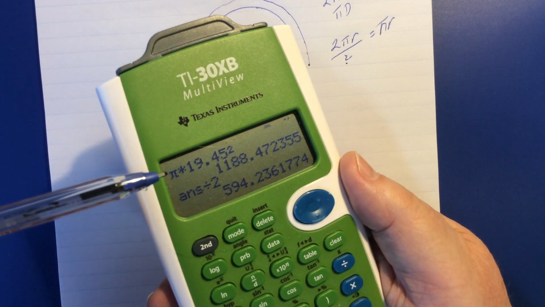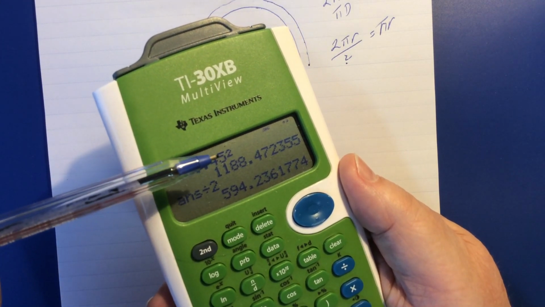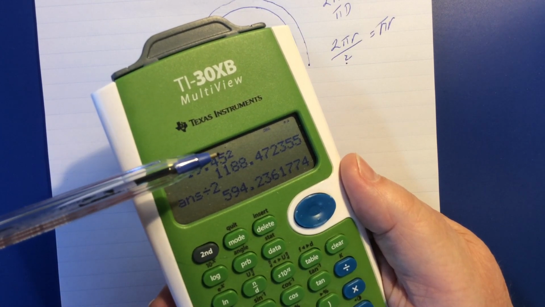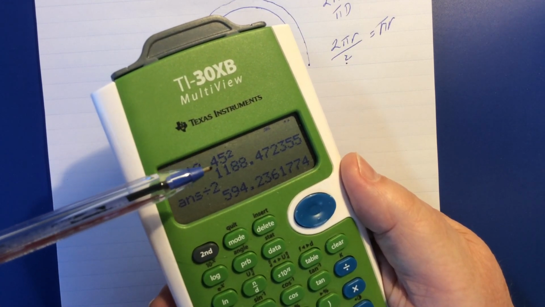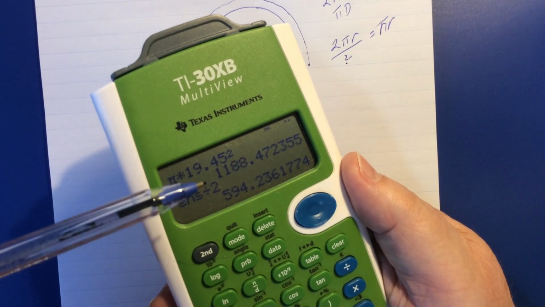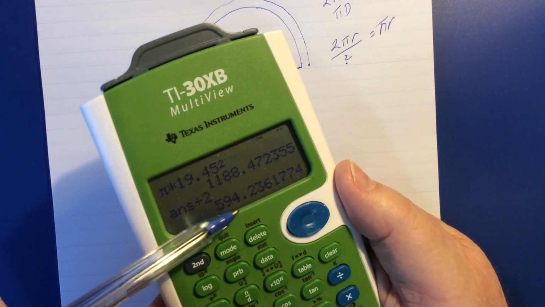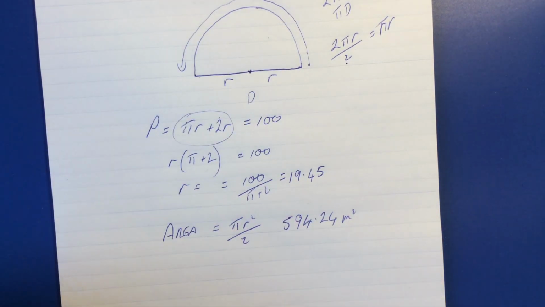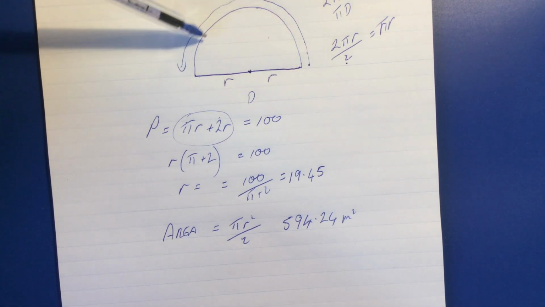So pi times r squared, pi times 19.45 squared gave me that. I divided that by 2 and I got 594.24 to 2 decimal places. That is how you find the area enclosed by this 100 meter perimeter.